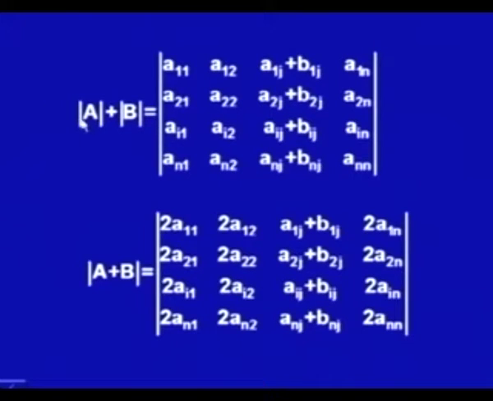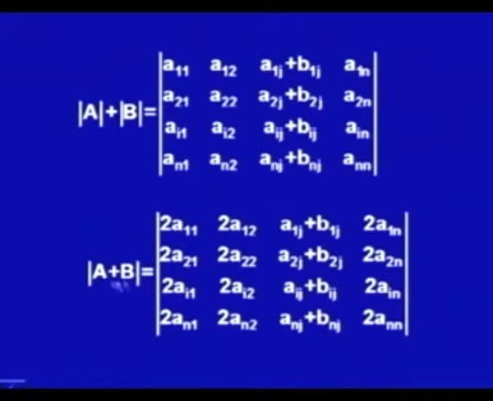Now, it gives me a feeling the determinant of A plus determinant of B will be equal to determinant of A plus B, but actually it is not, because if I add two determinants A and B, the result will be 2 times A11, 2 times A12, but this will be A1j plus B1j, and this will also be 2A1n. So, determinant A plus determinant B is not equal to determinant of A plus B.